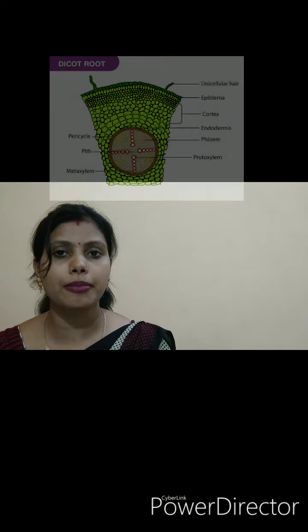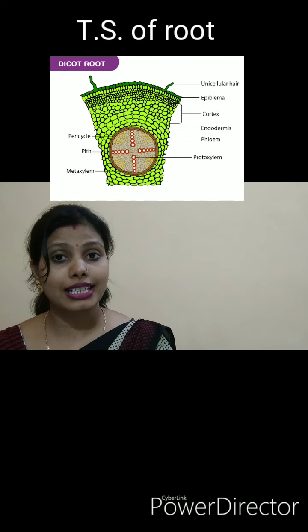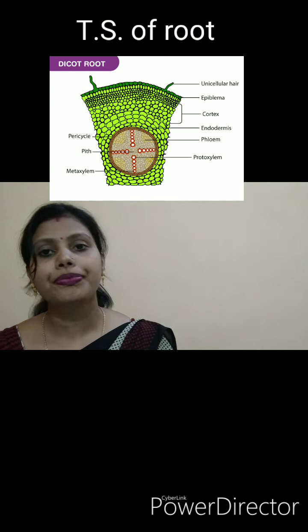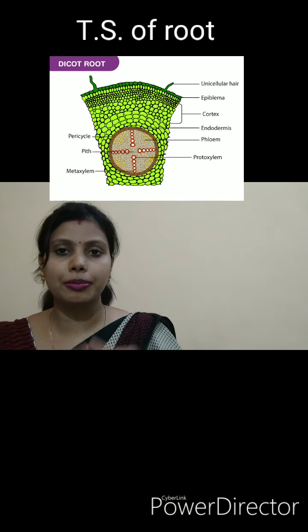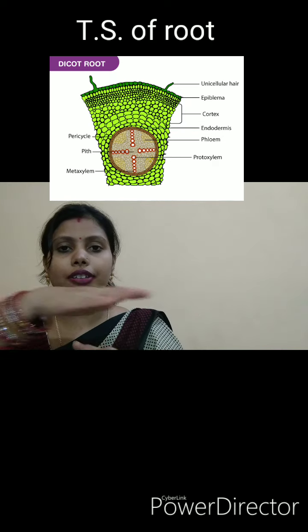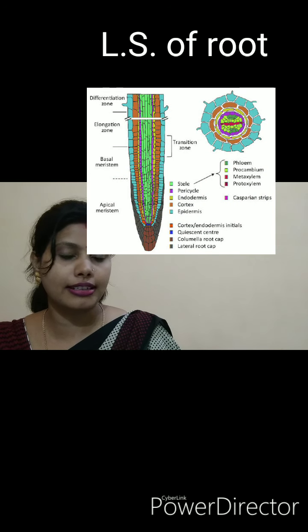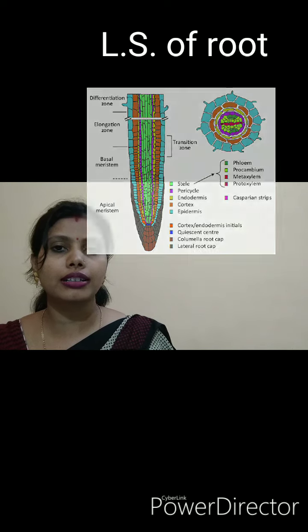As you can see when we look at the TS of root or TS of stem, TS means transverse section. Suppose one stem is there. If you cut it like this, that is a transverse section. If you cut the stem longitudinally, vertically, that is called LS, longitudinal section. When observing under a microscope, you can see these two things, LS and TS.